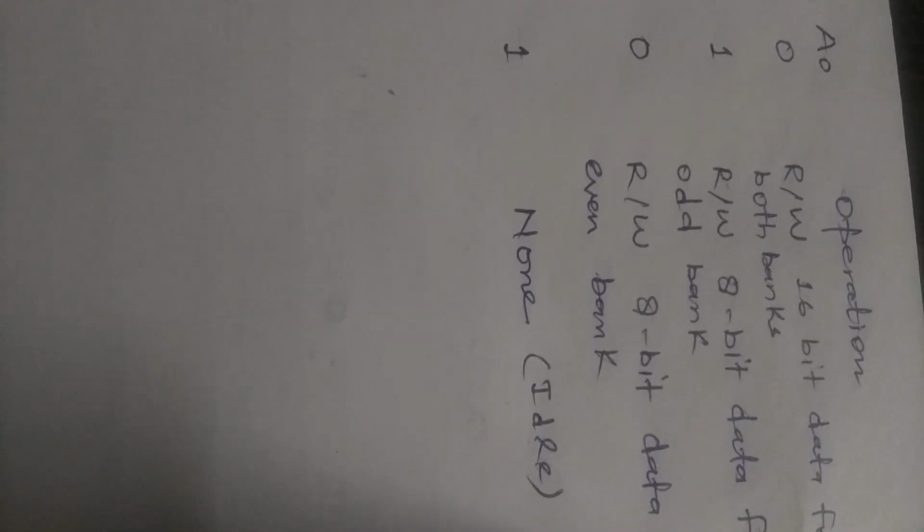Similarly, when BHE bar is 1 and A0 is 0, then read or write operation of 8-bit data is performed from the even bank. When both the values are 1, that is, both the banks are disabled, then no operation can be performed and no memory read, that is the idle state. So now I will discuss two examples, one for 8-bit data and second for 16-bit data.